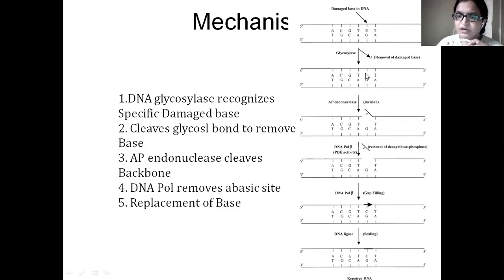So this removal of base from here creates a site called an apurinic site or apyrimidinic site. It is called an AP site, that is apurinic site or apyrimidinic site. Here pyrimidine is removed, so we can call it an apyrimidinic site. Now AP endonuclease, that is apyrimidinic endonuclease, will come and cut, make an incision.